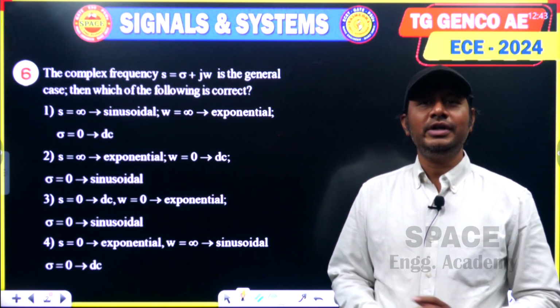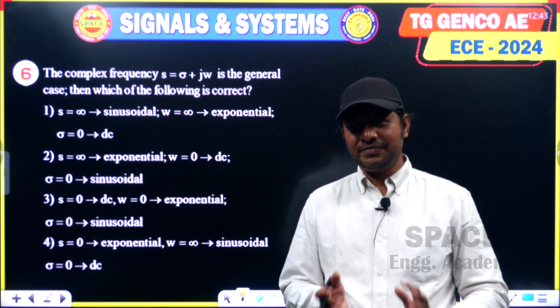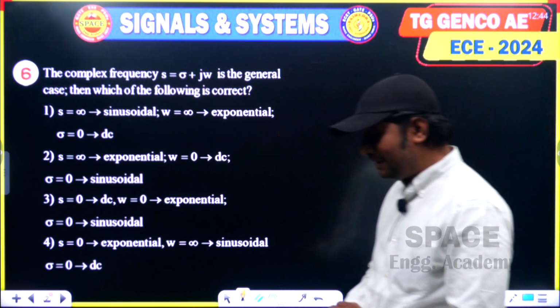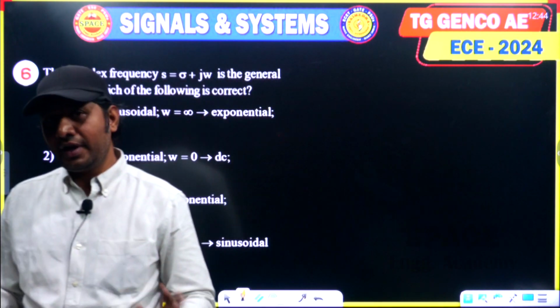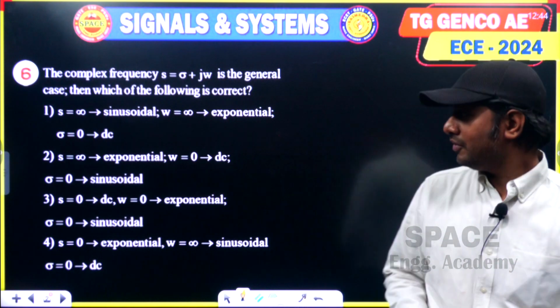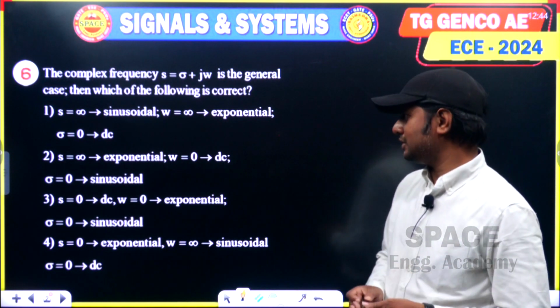Now we are going to discuss the detailed solutions for TS Genco AE exam for the branch ECE, and the subjects we are going to discuss are signals and systems and communication. So let us see the solutions.